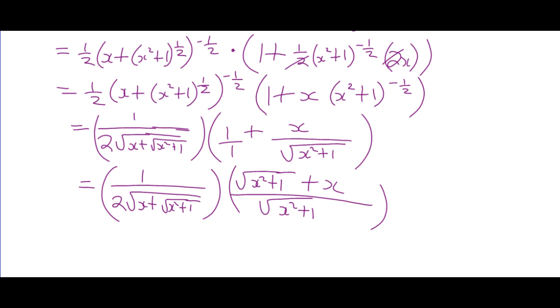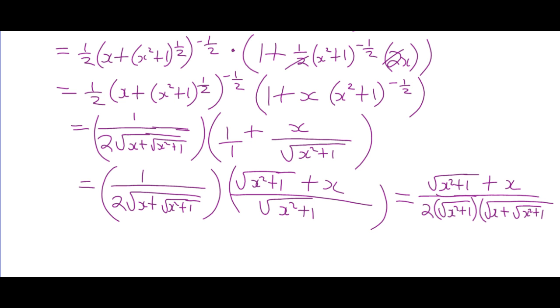Okay, so that's just common denominator to add those two together. And then we just multiply the two together. Let's do that here. So up top, we've got the root of x squared plus 1 plus x. And on the bottom, we've got the root of x squared plus 1. Oh, sorry, we got a 2. Let's put that first. We got a 2. Then we've got a root of x squared plus 1. And then we've got a root of x plus the root of x squared plus 1.